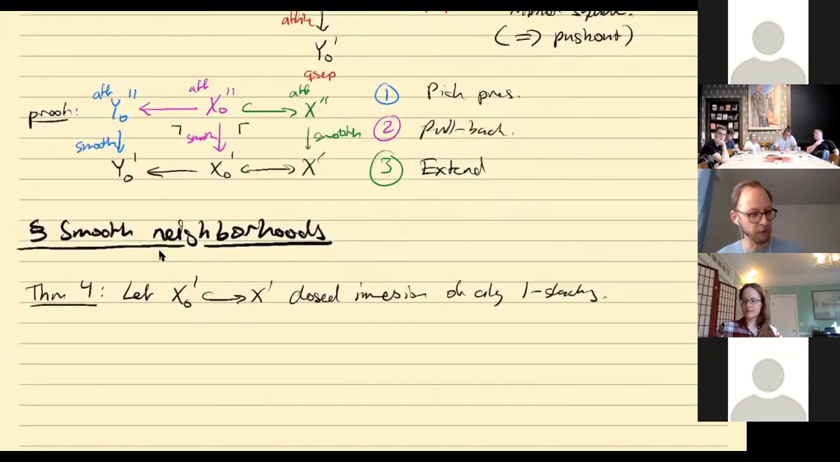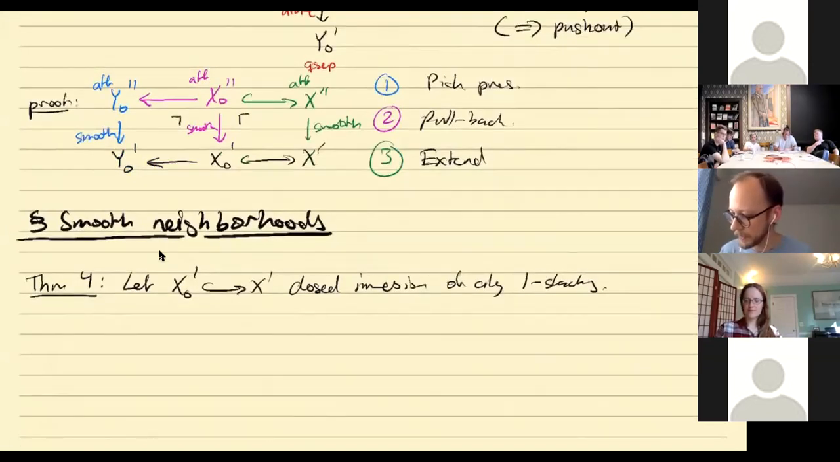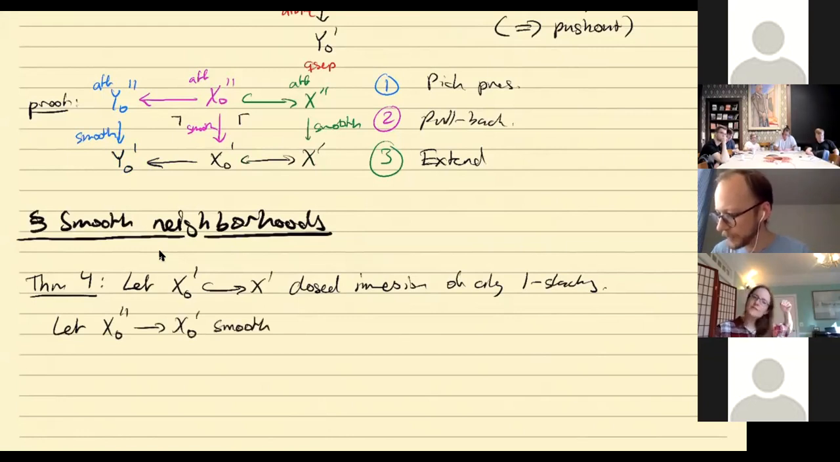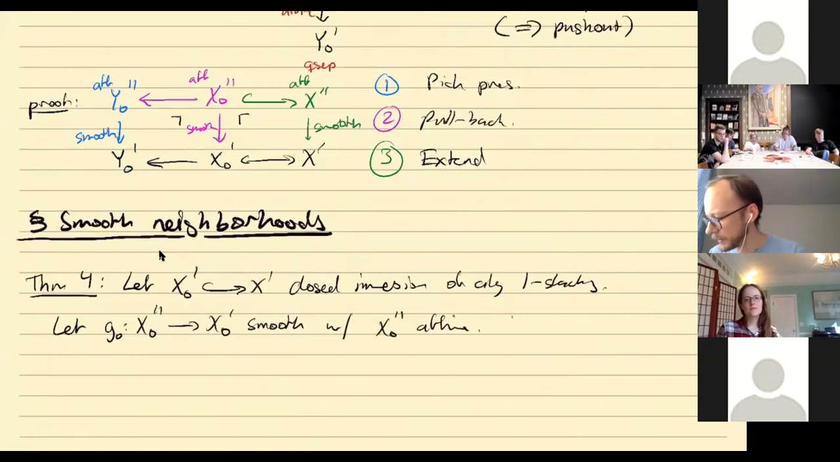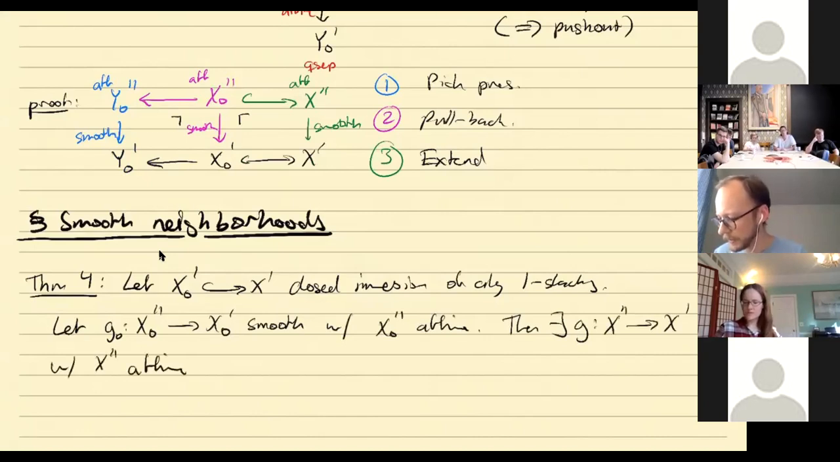And then we have an affine, I'm not completely fond of this terminology now, this notation here, but anyway, smooth, and let me call that perhaps G naught, with X naught double prime affine. Then there exists an extension G from some affine X double prime to X prime, with X double prime affine, extending smooth, extending G naught. So this is what I mean by smooth neighborhoods.